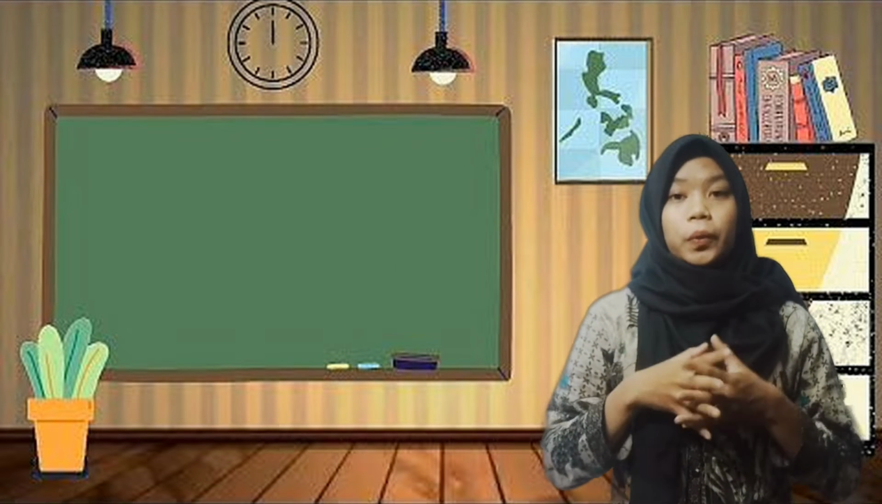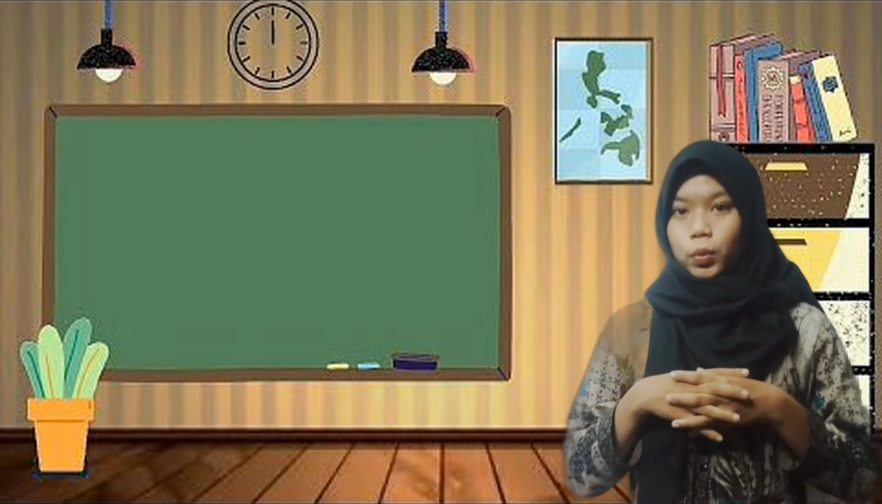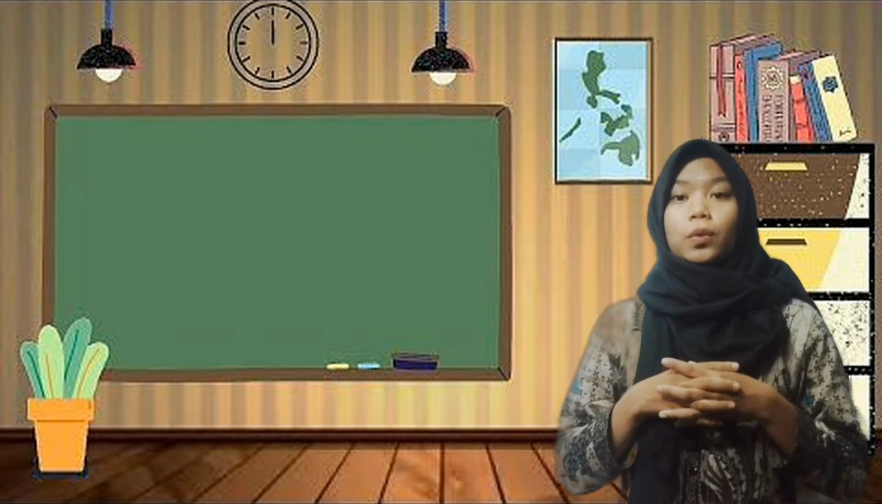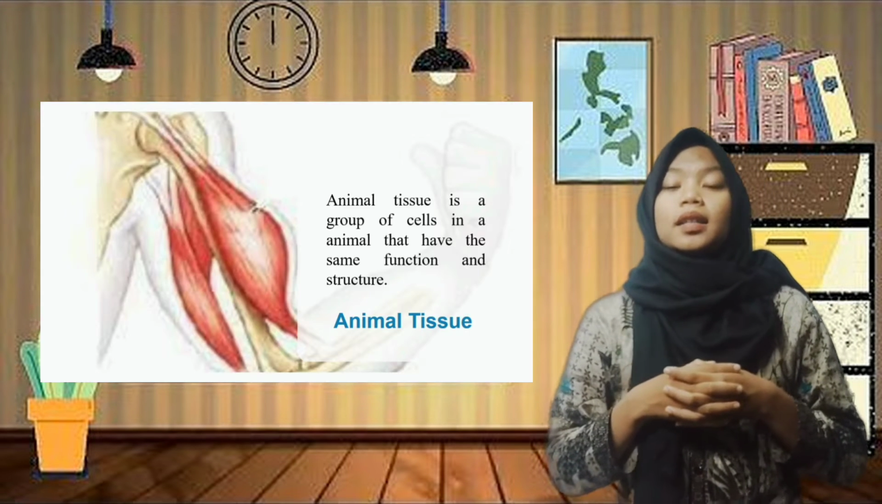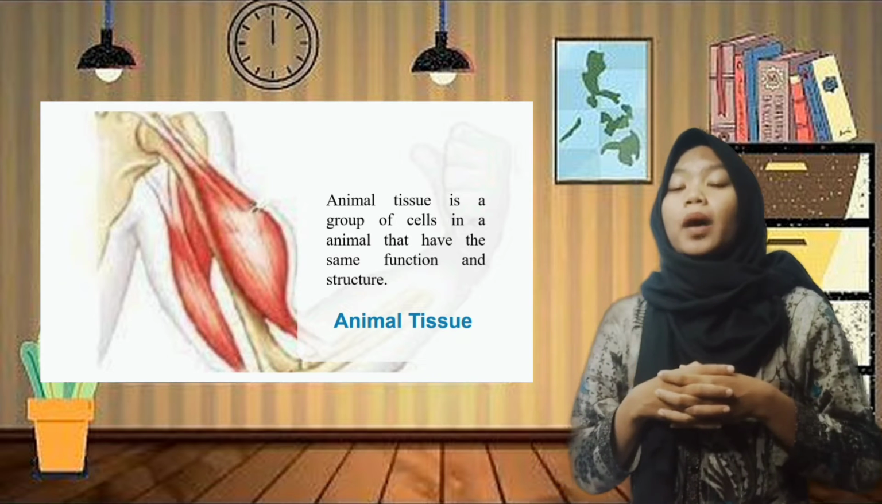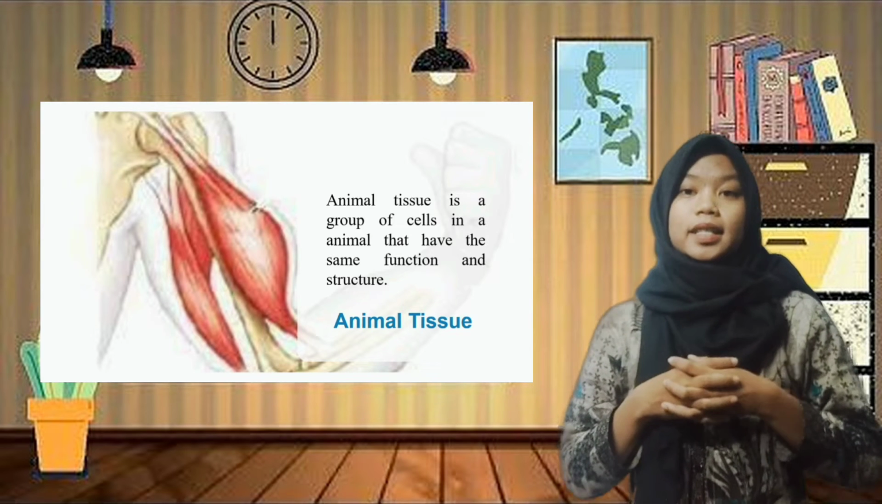The topic that we will learn today is about animal tissue, especially muscle tissue. The definition of animal tissue is almost the same as the definition of plant tissue. Animal tissue is a group of cells in an animal that have the same function and structure. Today's learning goal is that students are able to describe various muscle tissues and understand the relation between the structure of muscle tissue in an organ and their function.